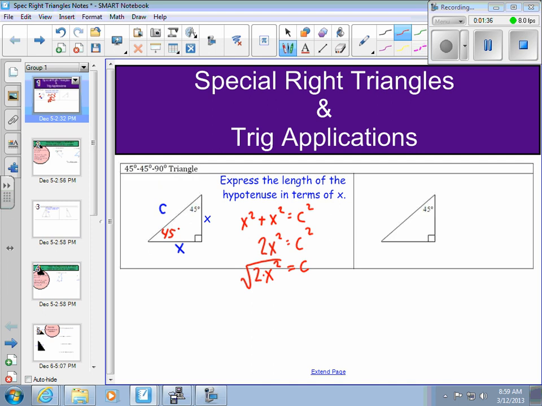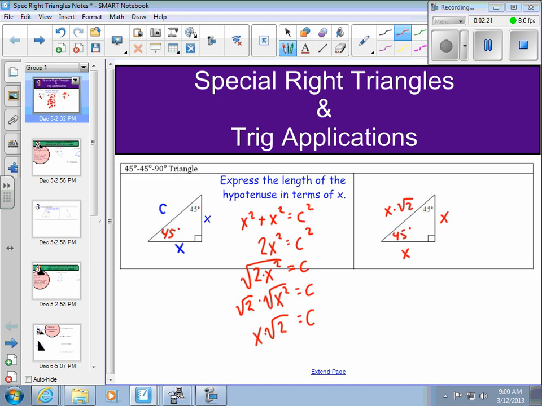We have two things being multiplied in here. That means we have the square root of 2 times the square root of x squared. We know square root and power of 2 are opposites. So basically the square root and the x squared cancel out, leaving x times the square root of 2. So anytime we have a 45-45-90 triangle, whatever the length of the legs are, the hypotenuse is always going to be square root of 2 times bigger than either of those legs.